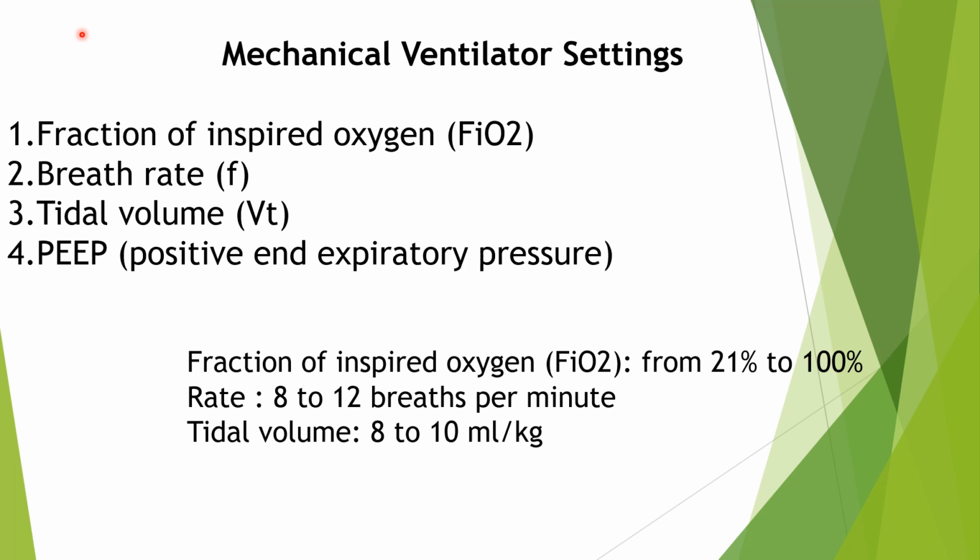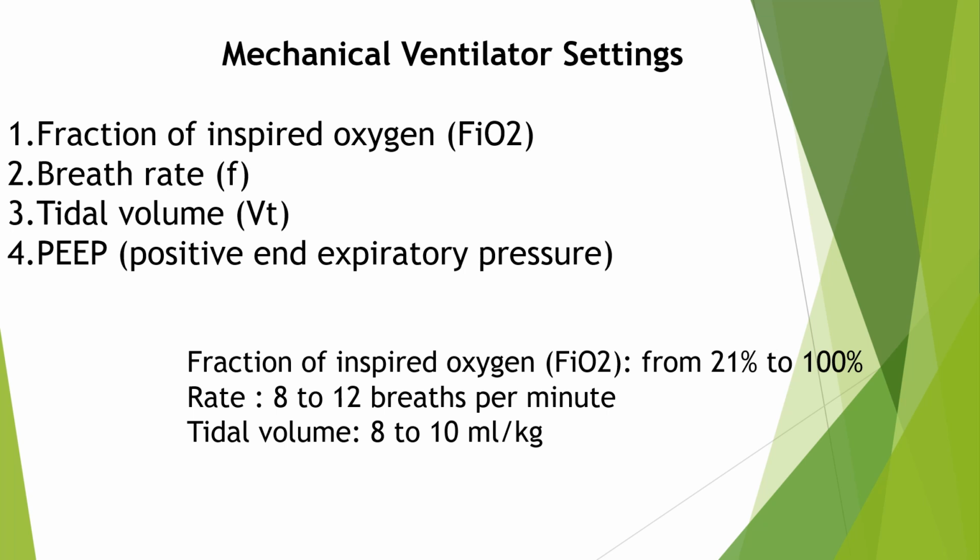Third one is tidal volume, that is 8 to 10 ml per kg. So based on the patient's weight, we will be keeping the tidal volume. If the patient is 55 kg, we will be putting the tidal volume at 550 ml. Tidal volume or VT is the amount of preset air that is delivered with each breath. The adjustments in the tidal volume also will depend on the ABG result.